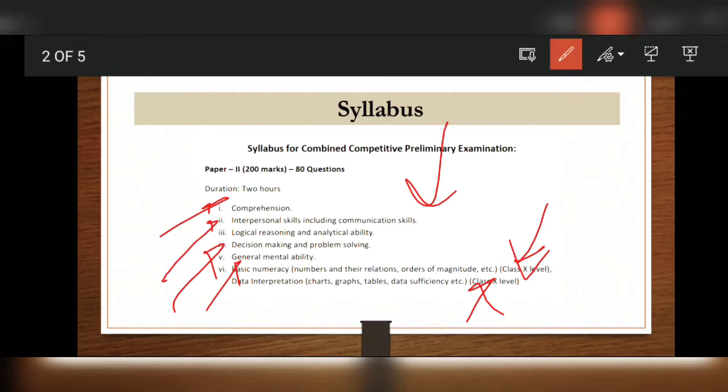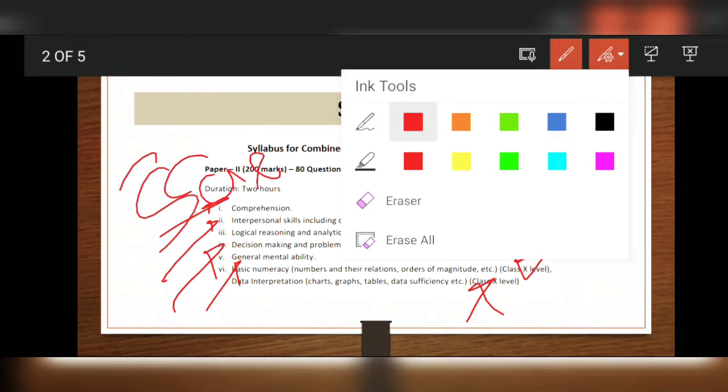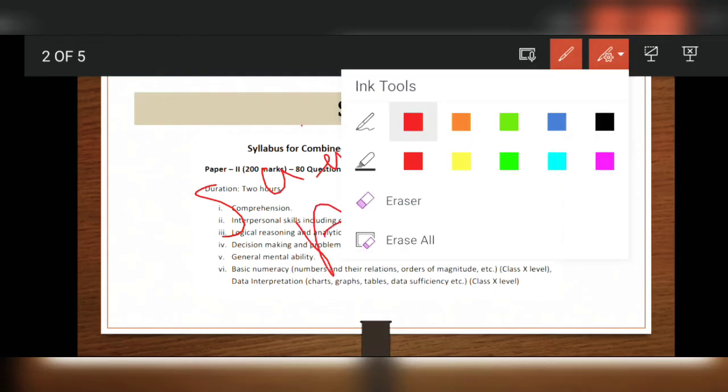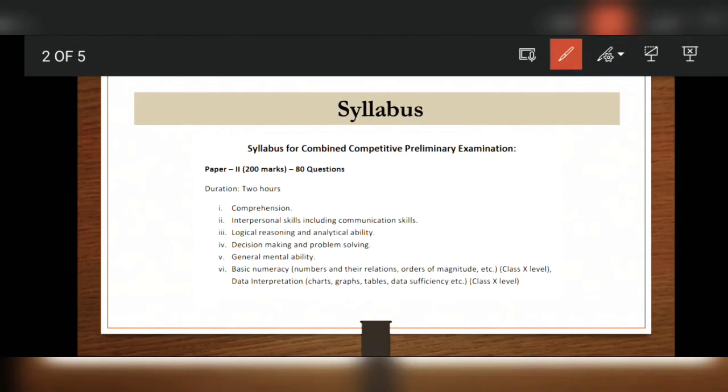The main reason behind the failure, I believe, is a lack of practice for this paper and taking it very lightly, irrespective of educational background. Be it science background or arts background, if you are not practicing this paper, you will not be able to clear it. I think many of you already got your result this time, and I can guarantee that many students were not able to clear the prelims examination just because of this paper.